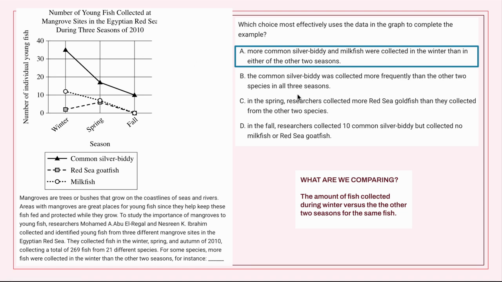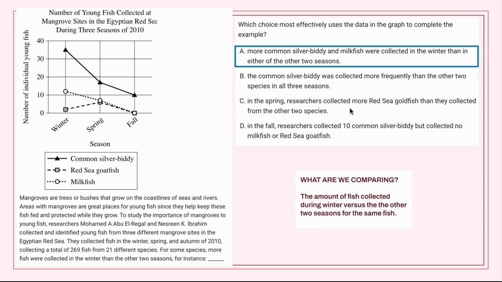Let's see why the other ones are wrong. The common silver biddy was collected more frequently than the other 2 species. Well, here in all 3 seasons, so we're supposed to be comparing winter versus the other seasons. This is not doing that. This is comparing one fish to the other fish. That's not what we want to do. And also, we don't know about how frequently.